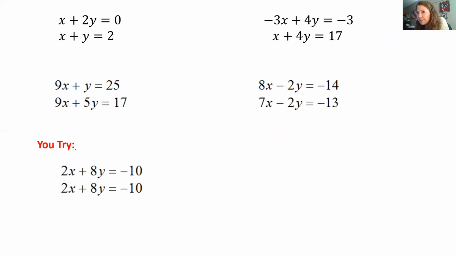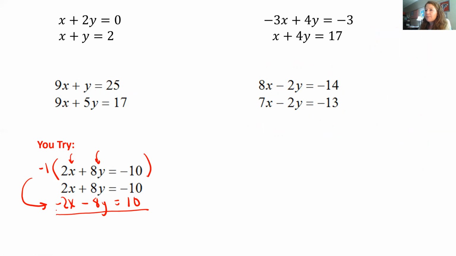All right, what did you guys eliminate? Now this one's a little tricky because basically when we multiply one of them by negative 1, both of our variables are going to cancel. Did you guys notice that? So when I multiply by negative 1, I get negative 2x minus 8y equals positive 10. So what happens? I have 0 plus 0, which is 0 equals what's negative 10 plus 10? 0. That's weird. Well, is that true? Is that a true statement? It is a true statement.